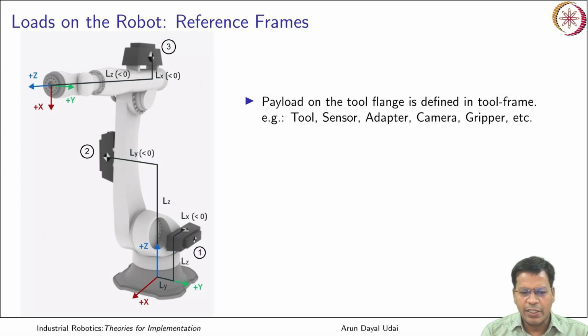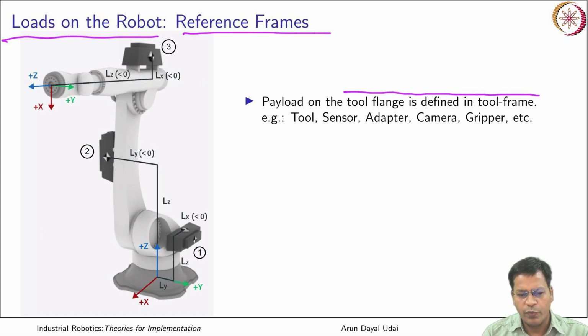Now, where is the reference frame? Okay, how has it actually stated those mass locations? Those are the loads that come onto the robot links and the payload. Okay, the payload on the tool flange is defined in the tool frame. So if there is a tool frame, the payload which comes after this tool frame anywhere over here can be calculated based on the frame which is attached here. Okay, so any displacement will be mentioned with respect to the frame which is attached over here. That is the tool frame.